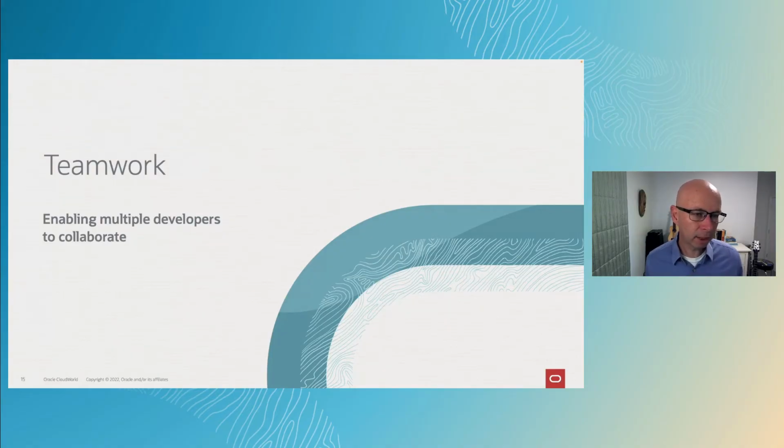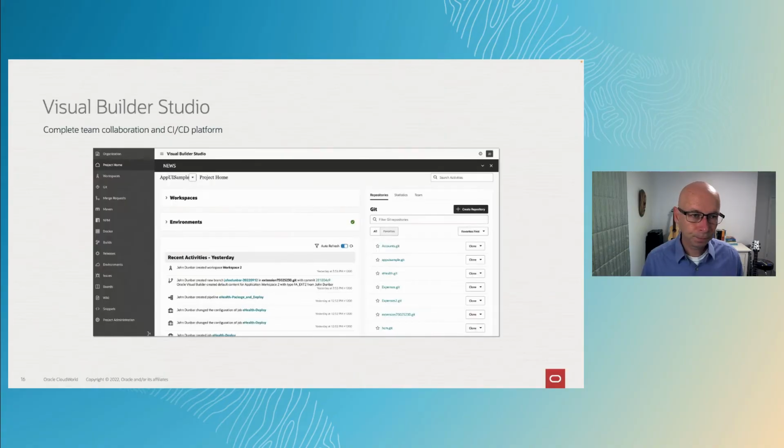The next thing that we'll talk about is teamwork. Again, our applications are pretty big. We have hundreds of developers working on each one of those applications, and we want to encourage teamwork. We want to make sure that they can collaborate effectively. Enabling multiple developers to collaborate can create a better result at the end of the day because they are able to develop the application faster without having too many conflicts.